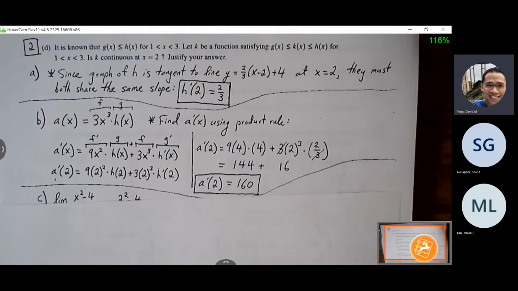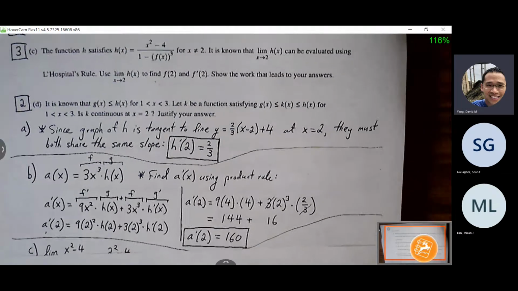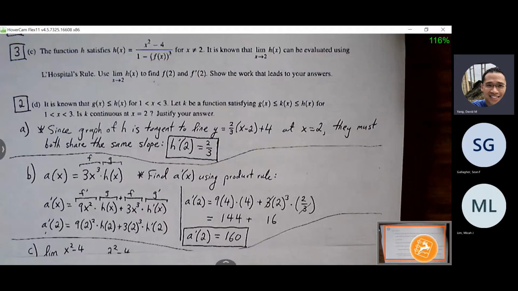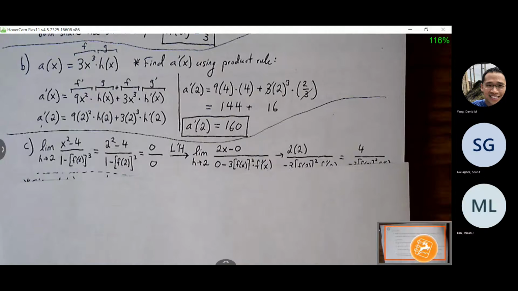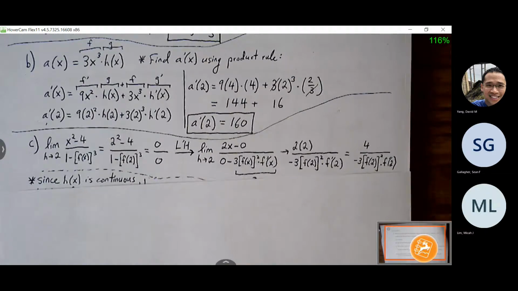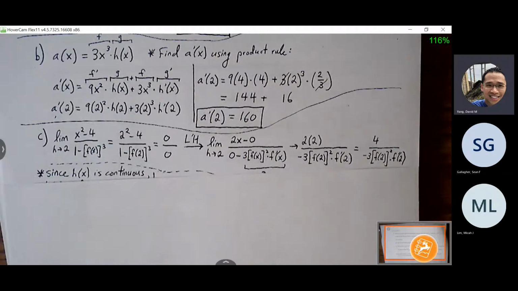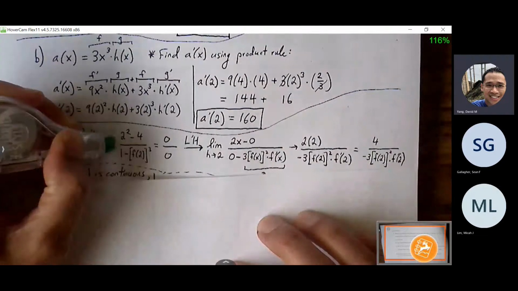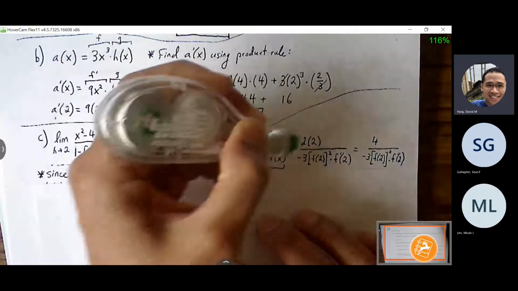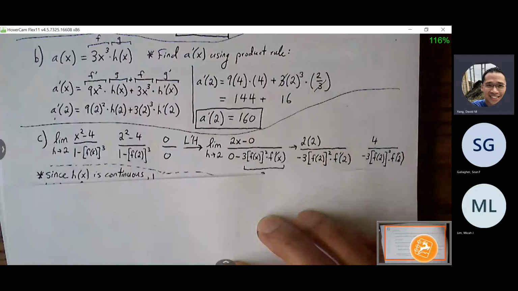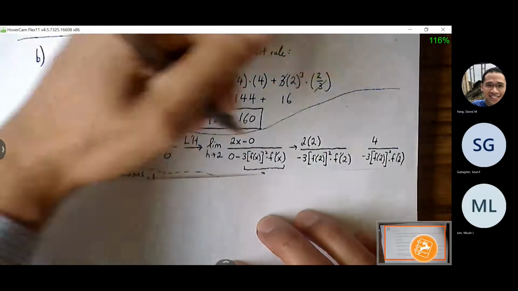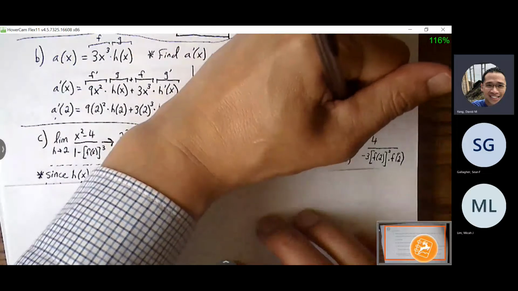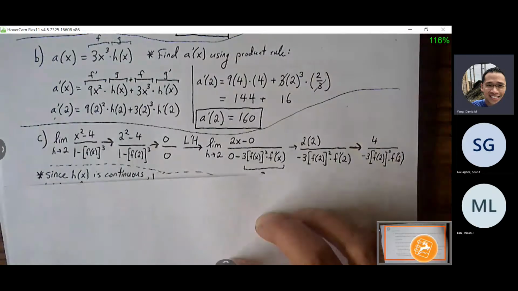Okay, part C, looks like they're referencing L'Hopital's rule, so we'll jump into that process. And I would be more careful than how I'm showing it. This equals is not going to be good for how you want to show your work. So do arrows that lead from one work to the other. Okay, don't use equal sign.